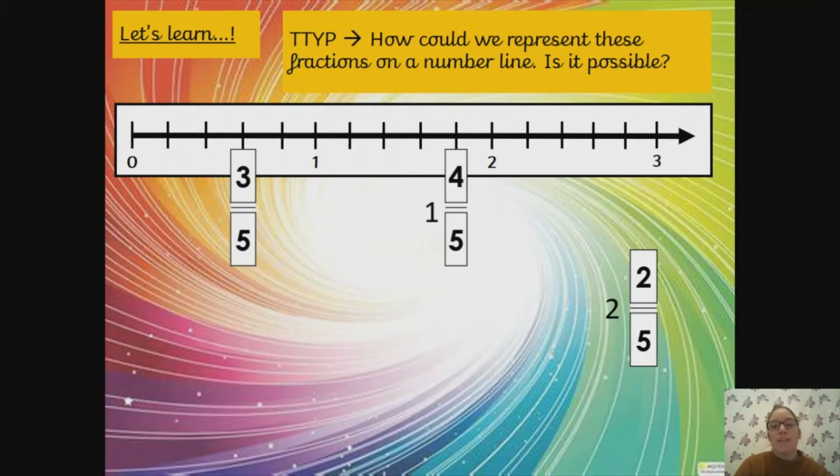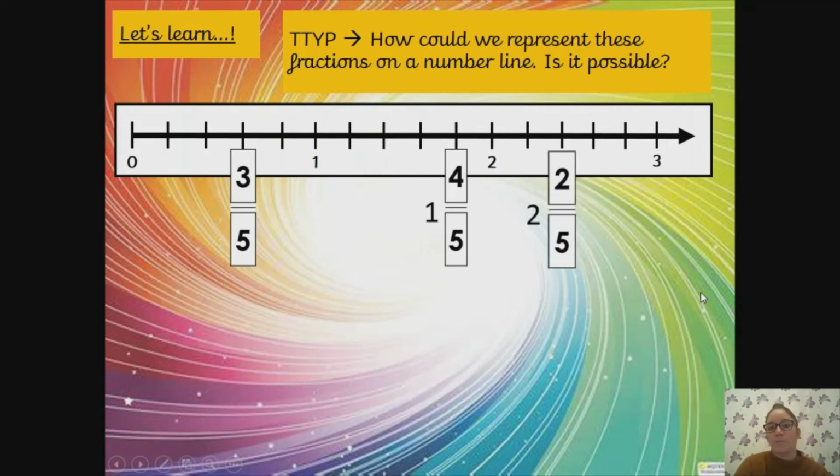And then finally 2 2/5. So our whole number is 2, so we know it's not going to be below 2, but it's not as big as 3. Okay, so it's going to go between 2 and 3. So 2 1/5, 2 2/5. Okay.